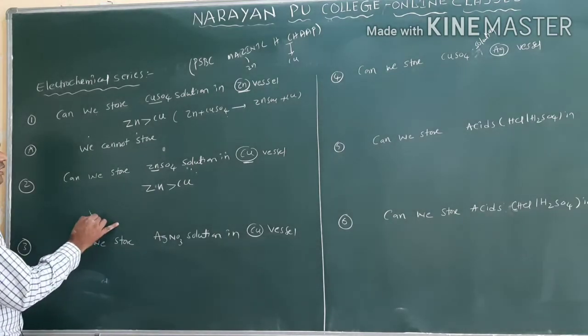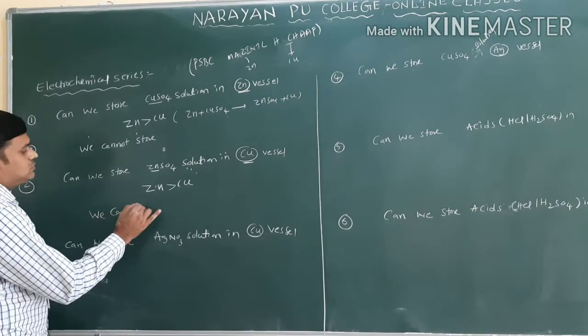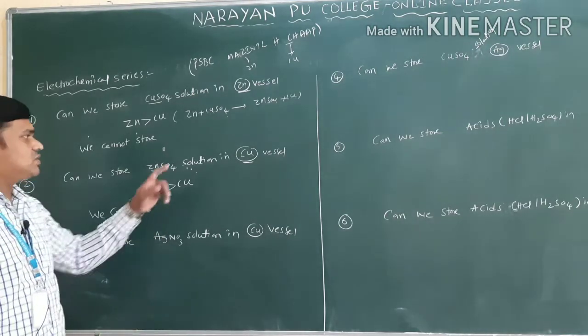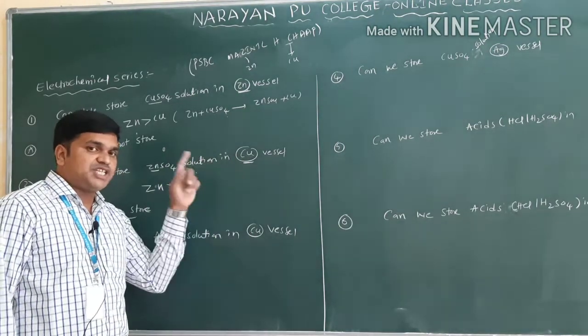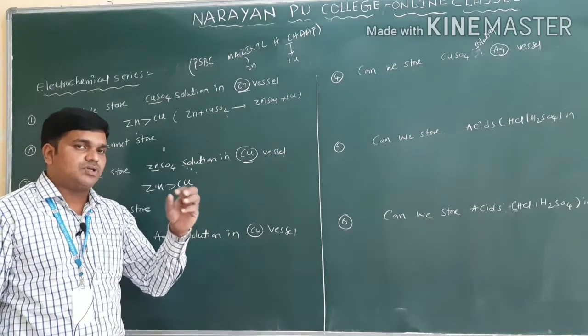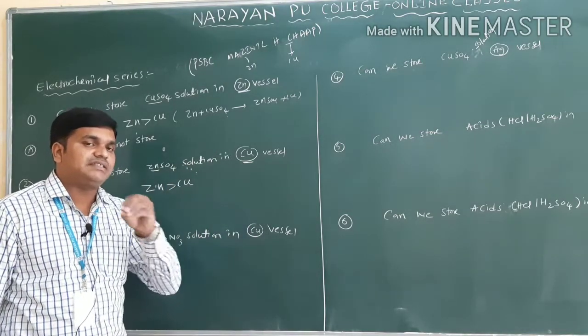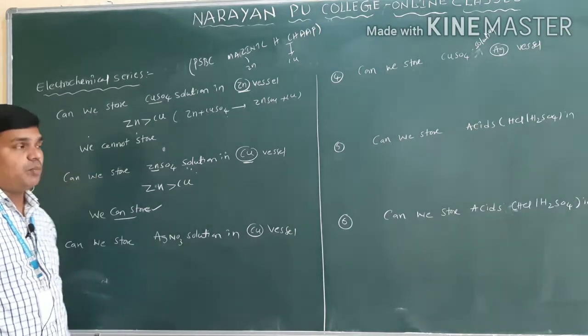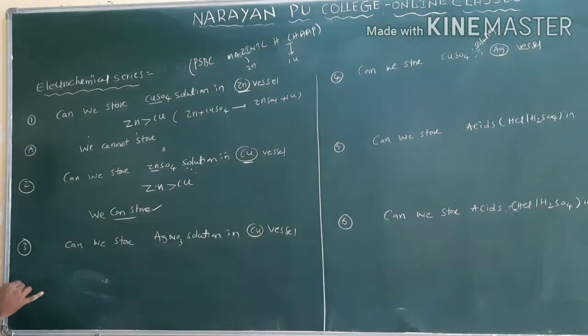So what is the answer here? We can store it. So simply why? Zinc is more reactive than copper. So copper does not displace zinc from the zinc sulfate solution. So if the chemical reaction does not take place, then we can easily store zinc sulfate in what? Copper vessel only.